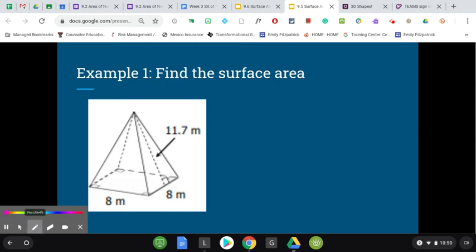And we're going to start by writing the formula. Promise, I've been practicing my handwriting, so hopefully it's not terrible. 1/2 PL plus B. It looks better.